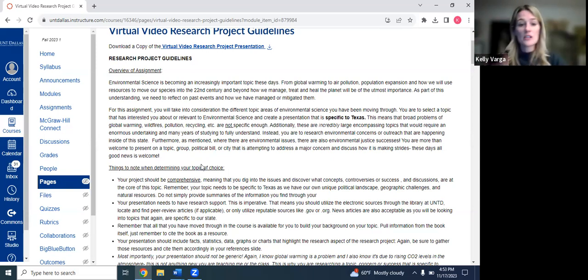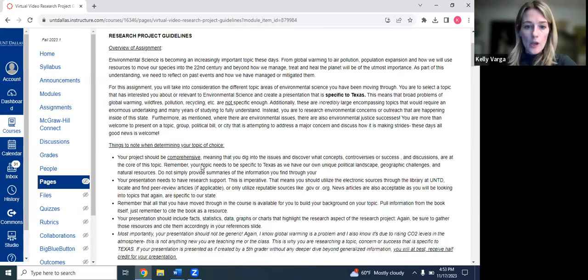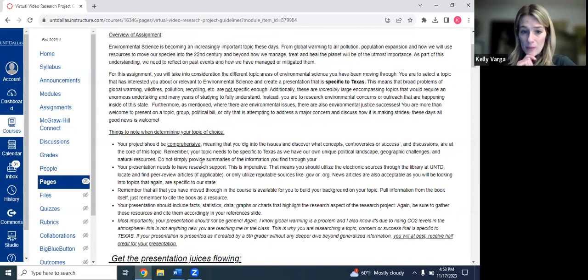So, things I need you to consider to make sure we're getting the bare minimum, right? For starting at a C. Your project should be comprehensive, meaning that you dig into the issues, talk about the controversies, right? We're going to talk about, step by step, what needs to be in the presentation. You need to have research support. It's called a research project for a reason, right?